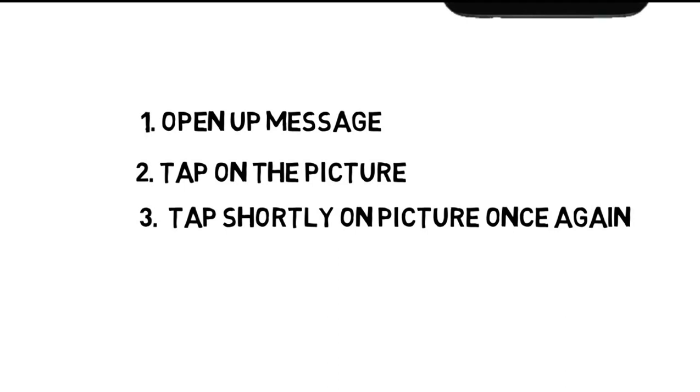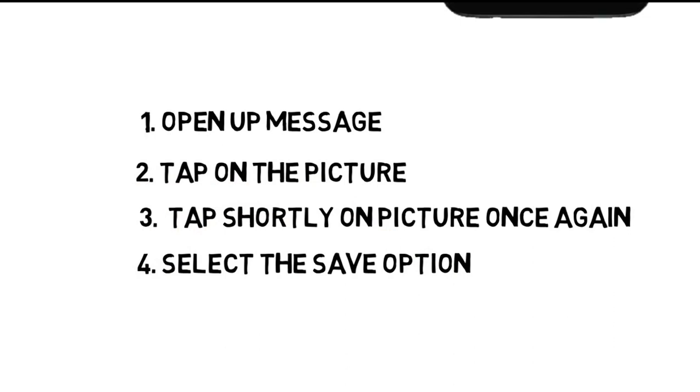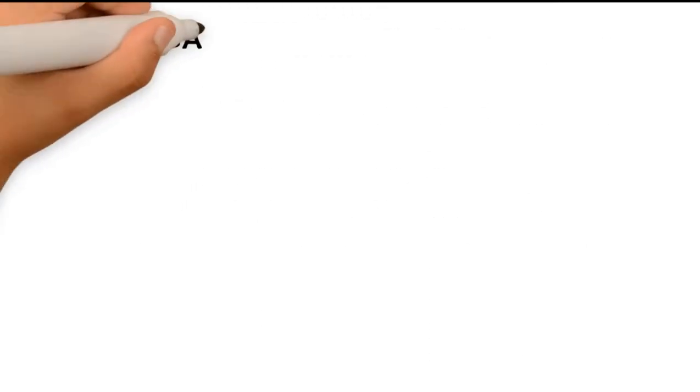You might have to tap shortly on the picture once again to bring up that menu if you can't see the icon. Step 4. After tapping on the small disk, you will see a context menu showing up. Select the save option and the photo will be automatically saved within the downloads folder under the photo gallery.